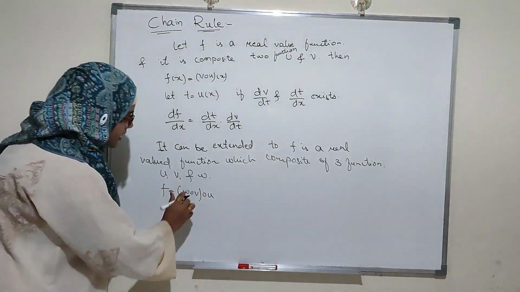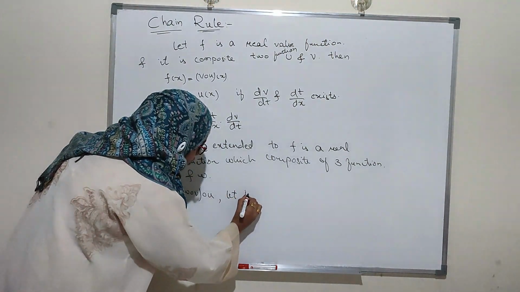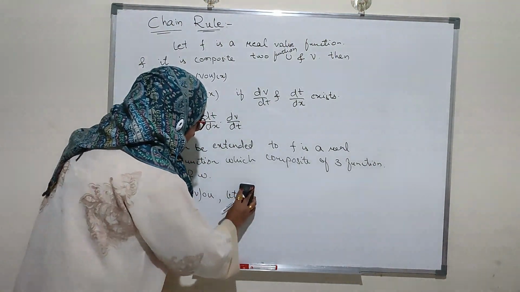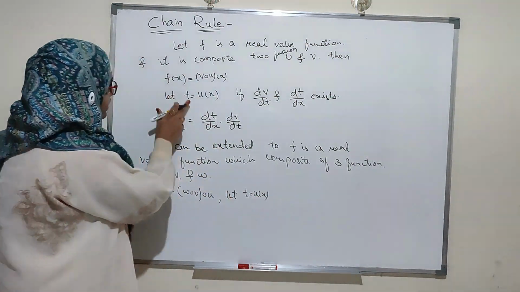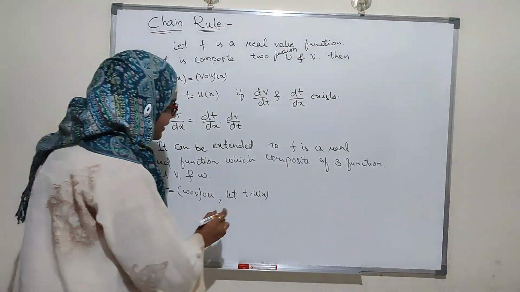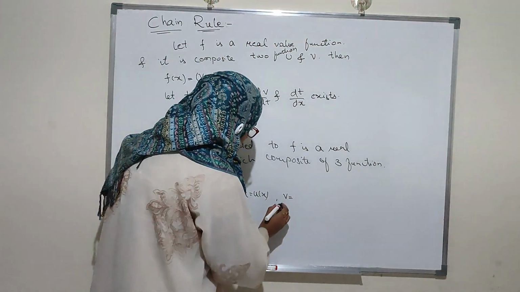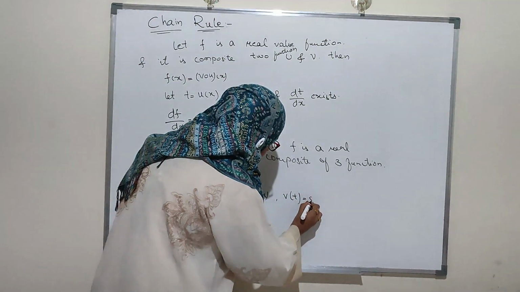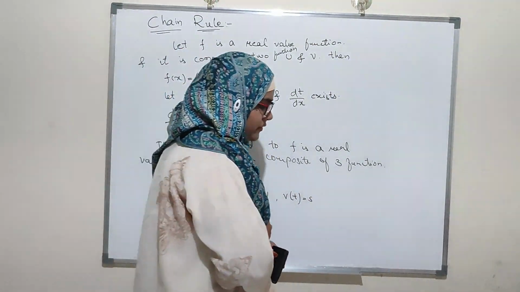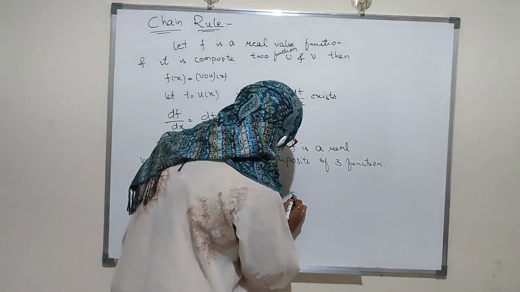Now consider t equal to u of x. Similarly, t is equal to u of x and v of t is equal to s, or we can take s as v of t.